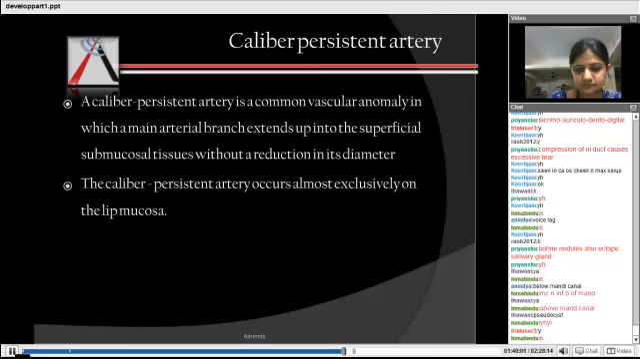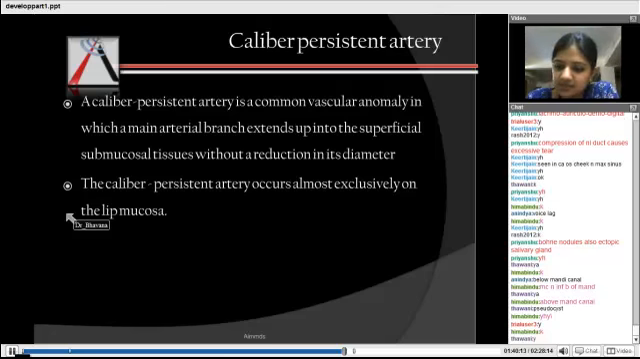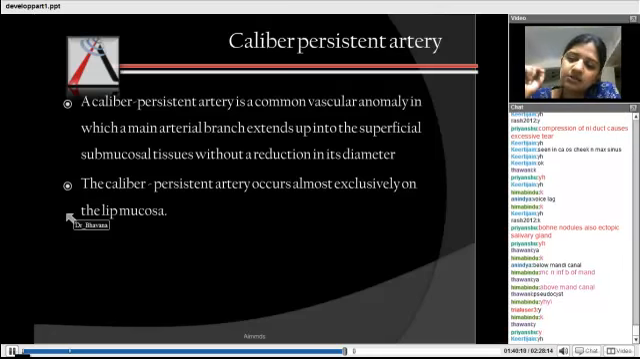We have a term called caliber persistent artery. There's not much I have to tell about it. All arteries are deep-seated, major arteries. They find a deeper position in layers, right? Now what happens is when these arteries thicken and become superficial such that you can even palpate them, that's called a caliber persistent artery.